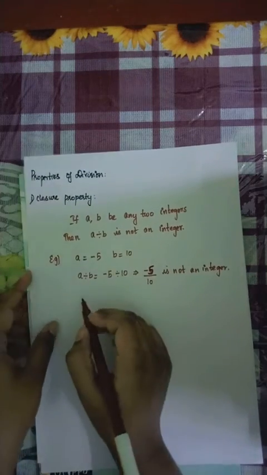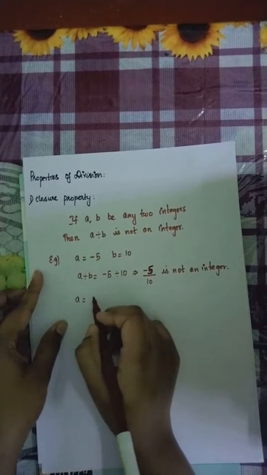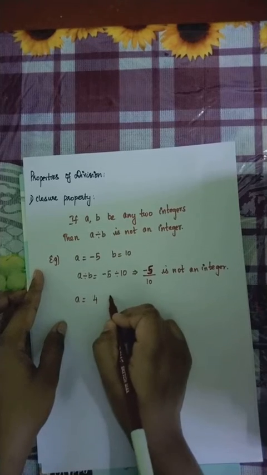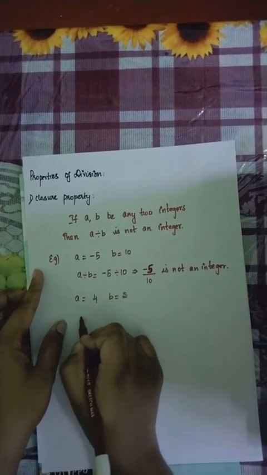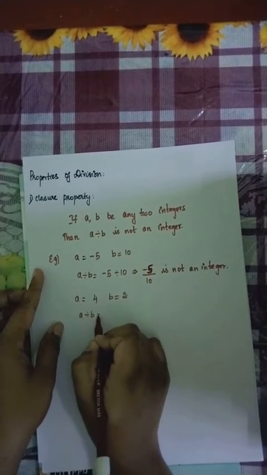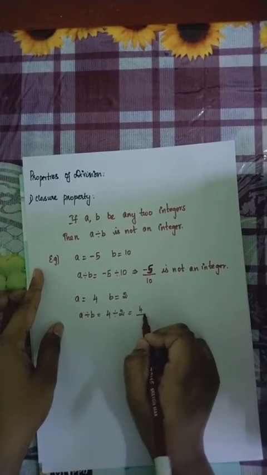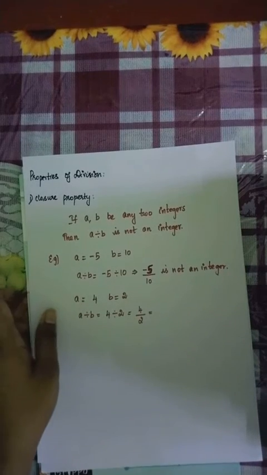So one more example. a is equal to 4, value for b is equal to 2. So a divided by b, that is 4 divided by 2. So 4 by 2. What is 4 by 2? Can you divide?